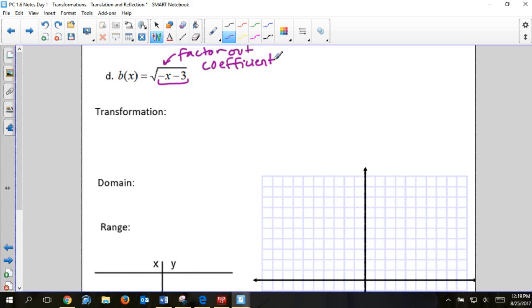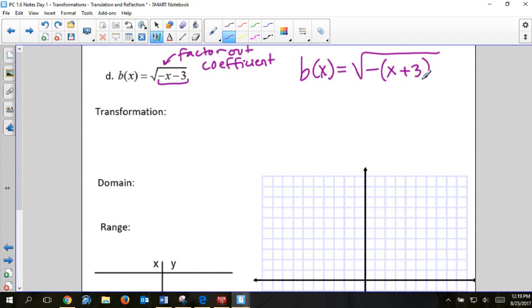Now, it does not go outside of the radical. It's still going to stay under the radical, so we'll have an equation that says b of x equals square root, negative sign, parentheses, x, and then when we factor the negative out of the -3, it becomes +3. So we factor out that negative, and we get x + 3 in parentheses.